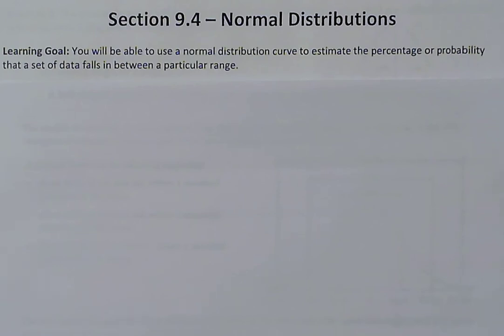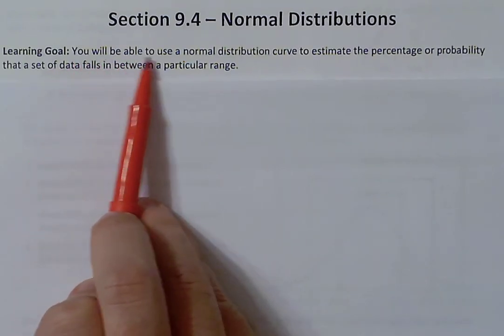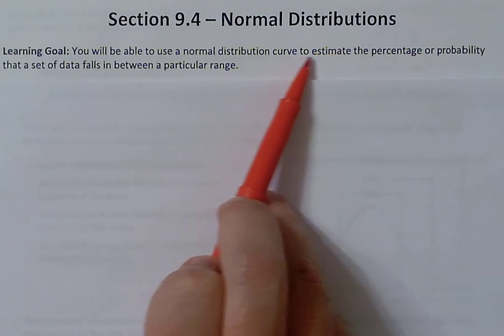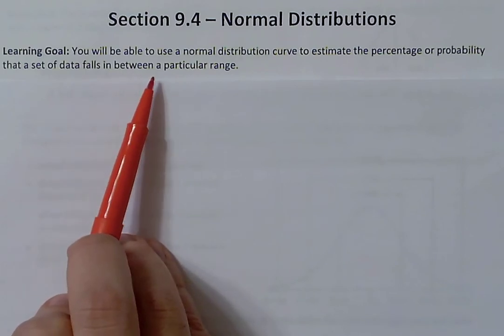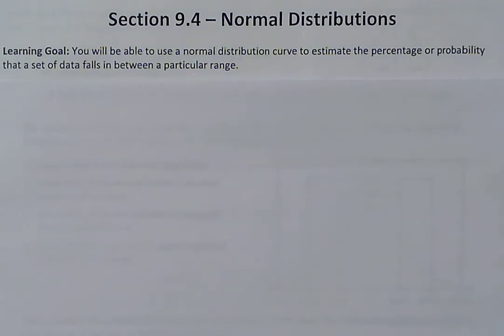For today's lesson, we're going to be taking a look at section 9.4, which is going to deal with normal distributions. Now, for today's lesson, we have one learning goal: you will be able to use a normal distribution curve to estimate the percentage or probability that a set of data falls in between a particular range. So we're going to use the normal distribution curve to help us figure out what is the probability or percentage that something will occur between a range. Now, that's what we're going to look at for today in our lesson.